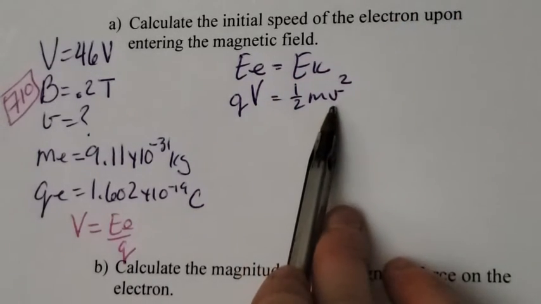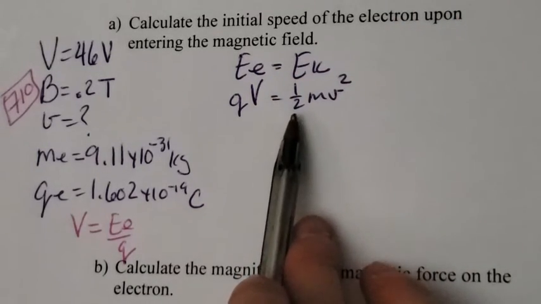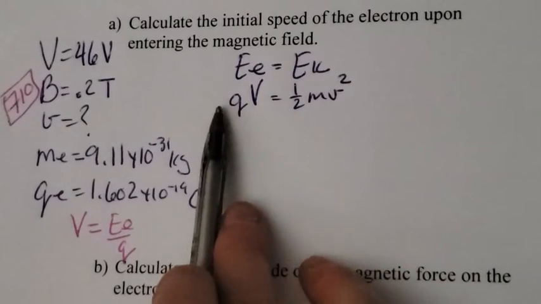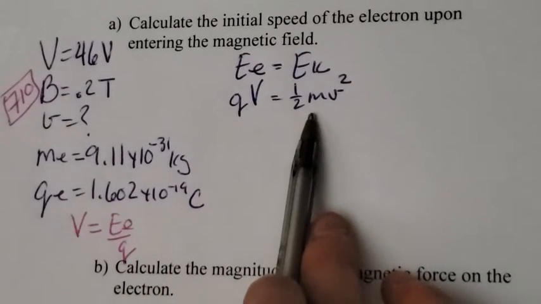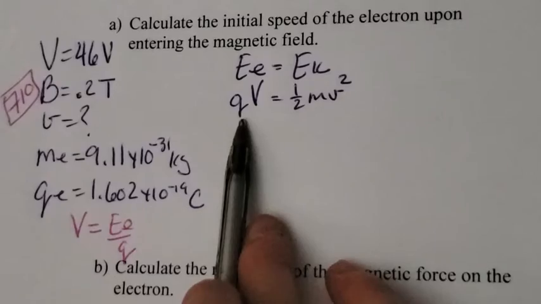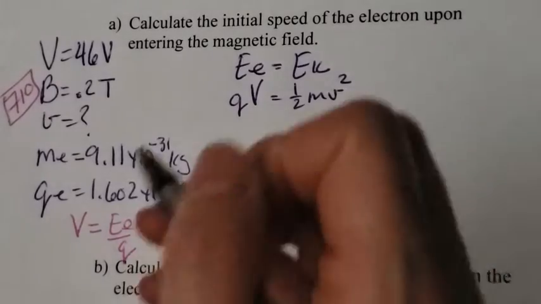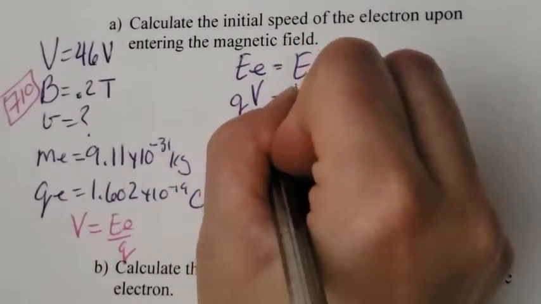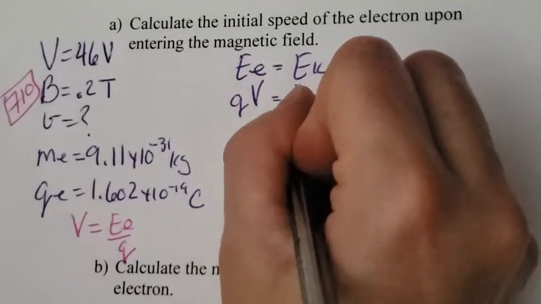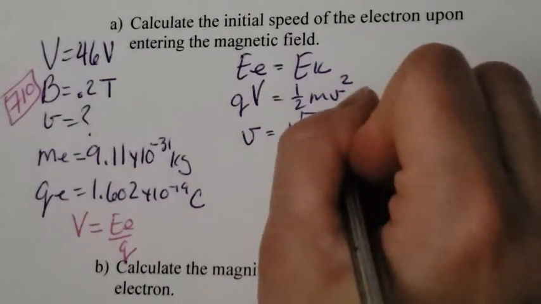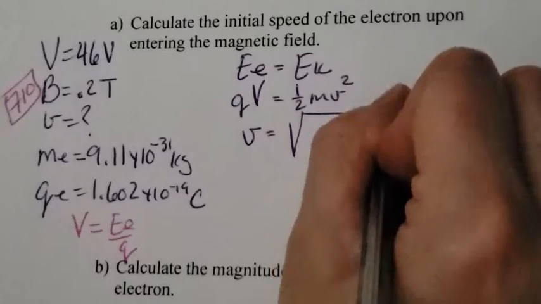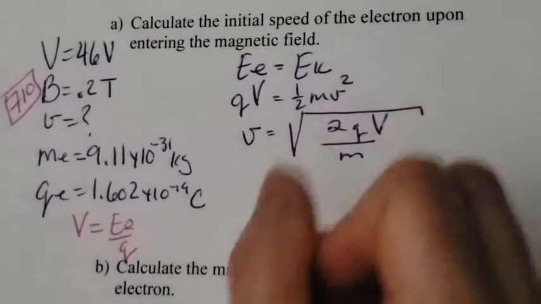And I'm trying to solve for little v. So to do that, to get rid of the half, I'm going to multiply it by 2. To get rid of the m, I'm going to divide by m. And then I'm going to take the square root of both sides. So when I do all that, I end up with the square root of 2q capital V over m.